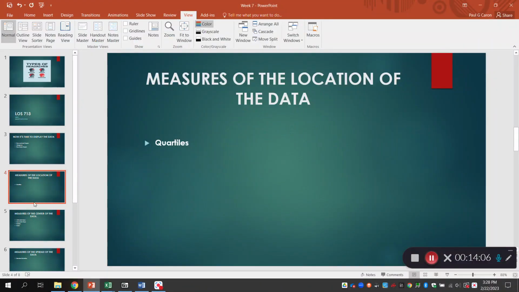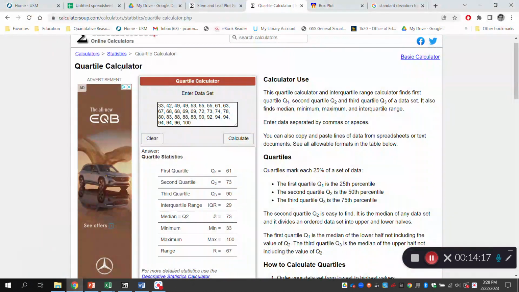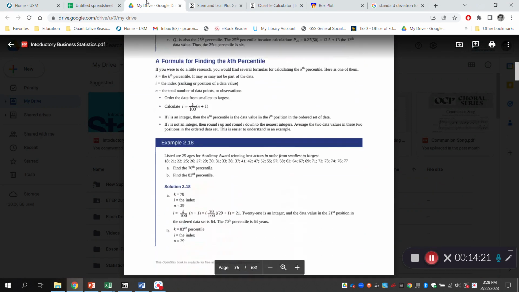So we go on to the next section. That's the center of the data. This is arithmetic mean, geometric mean, median, and mode that we're going to look at here. I'm just going back to the book here in the next section.